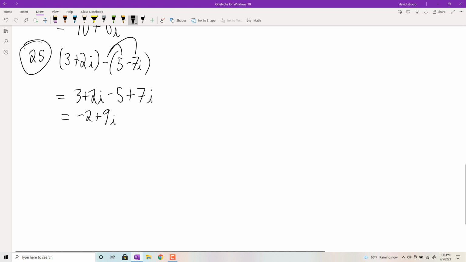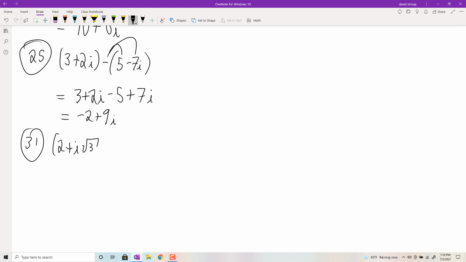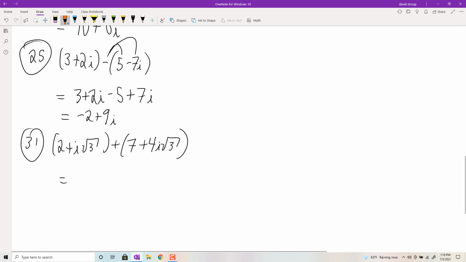So you can have radicals thrown into these as well. So let's say 2 plus i root 3, and then plus 7 plus 4i root 3. Okay, so here we'll add up the real parts. 7 plus 2 gives me the 9.